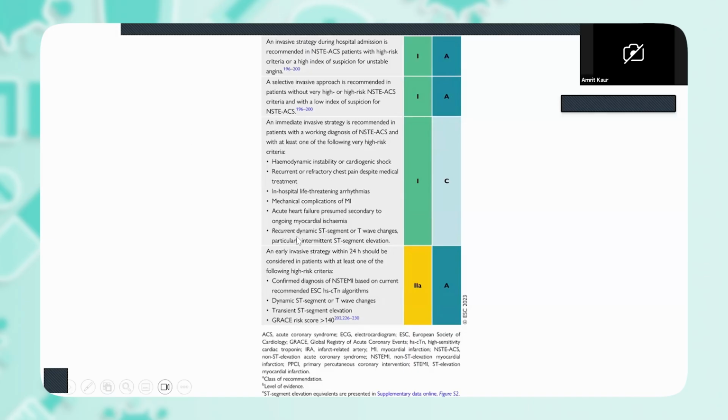But if you have a patient who has a confirmed diagnosis of NSTEMI, the ECG changes are dynamic, and their GRACE score, I would suggest just remember the name GRACE score, we don't have to go into the details, is more than 140, but none of these clinically complicating features, they can be taken for PCI within 24 hours. It doesn't need to be an immediate therapy. Is that okay?